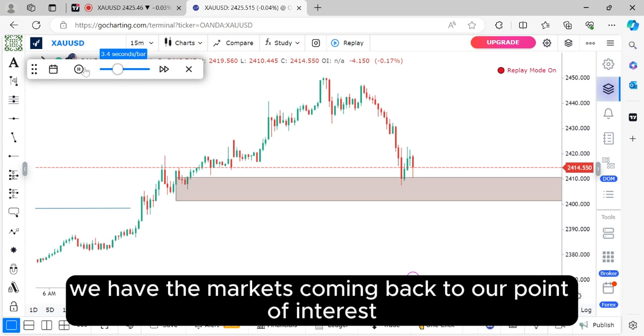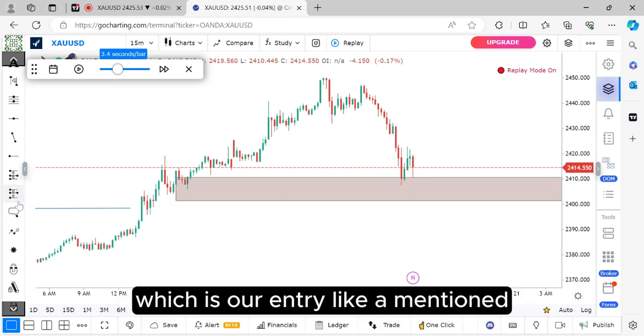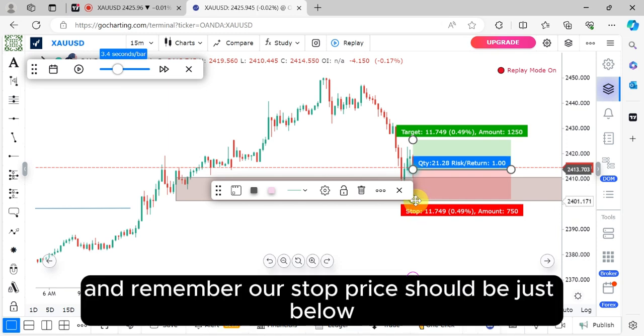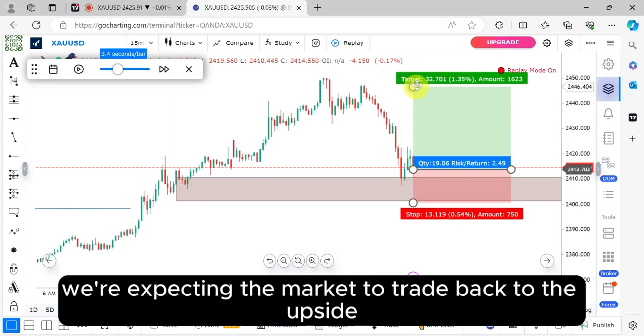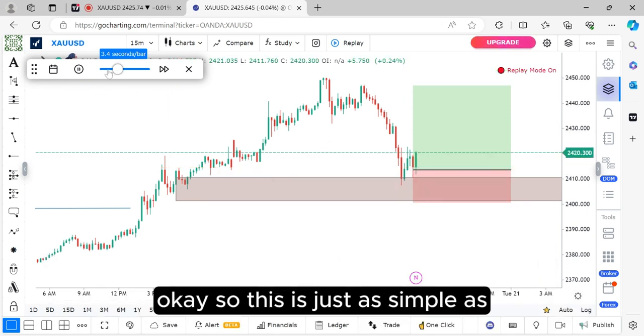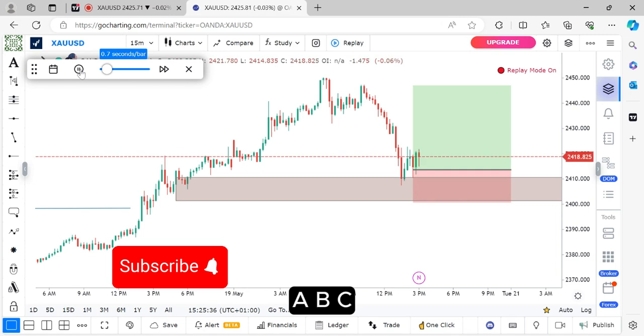Now we have the market coming back to our point of interest, which is our entry, like I mentioned. So we have our buy here, and remember our stop loss should be just below our point of interest, and we're expecting the market to trade back to the upside. Okay, so this is just as simple as ABC.